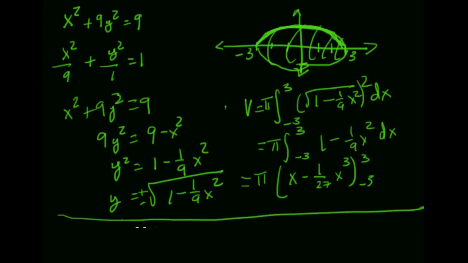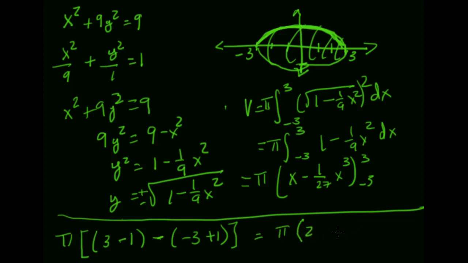So let's draw a little line here because that's going to be pi times, let's say, 3 minus 1, right? Because that's going to give me 27 over 27, which is 1, minus negative 3 plus 1, right? So that's pi times 2 plus 2, which is 4 pi. That should be letter B. Alright, so lots going on there, non-functional stuff, ellipsoid type things, but we can do it.